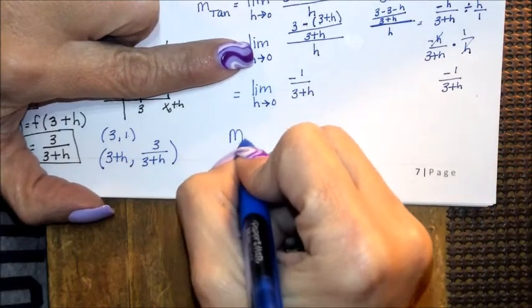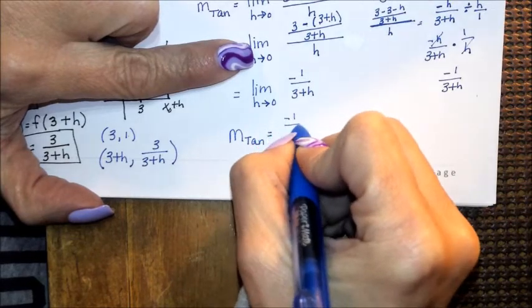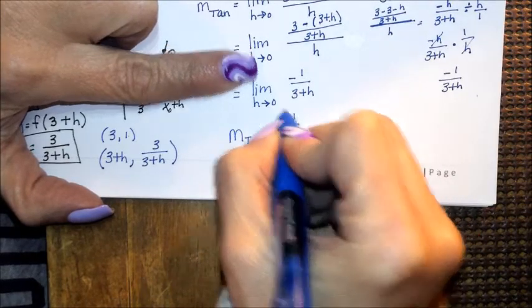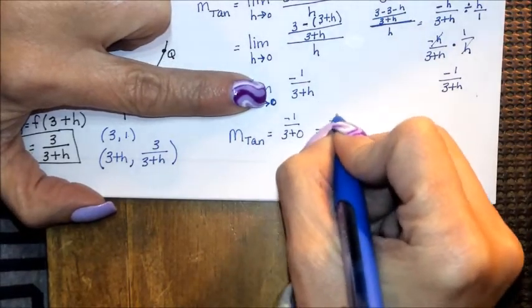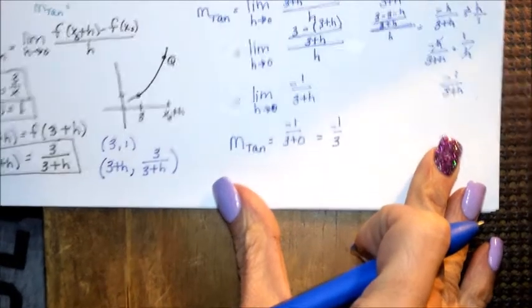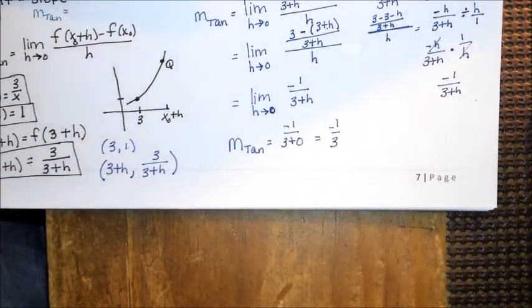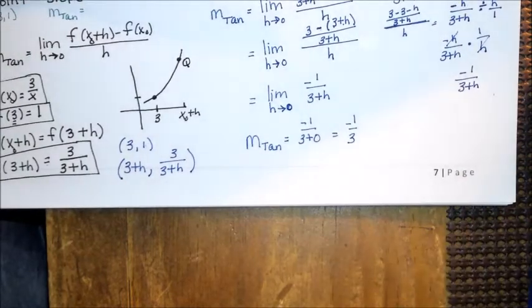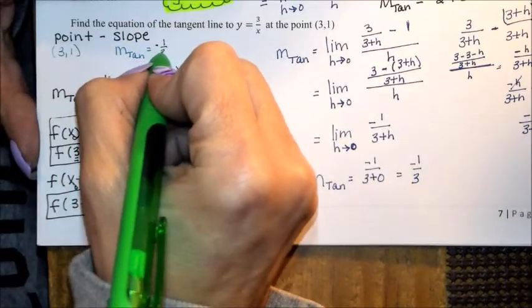So I can say the slope of the tangent line is negative 1 over 3 plus 0. I'm going to actually plug in that value. That's negative 1 over 3. I'm going to check my answer key, make sure I got that right. Yeah, I did. So the slope of the tangent is negative 1/3. So I'm going to go back up here in green, and the slope of the tangent line is negative 1/3.